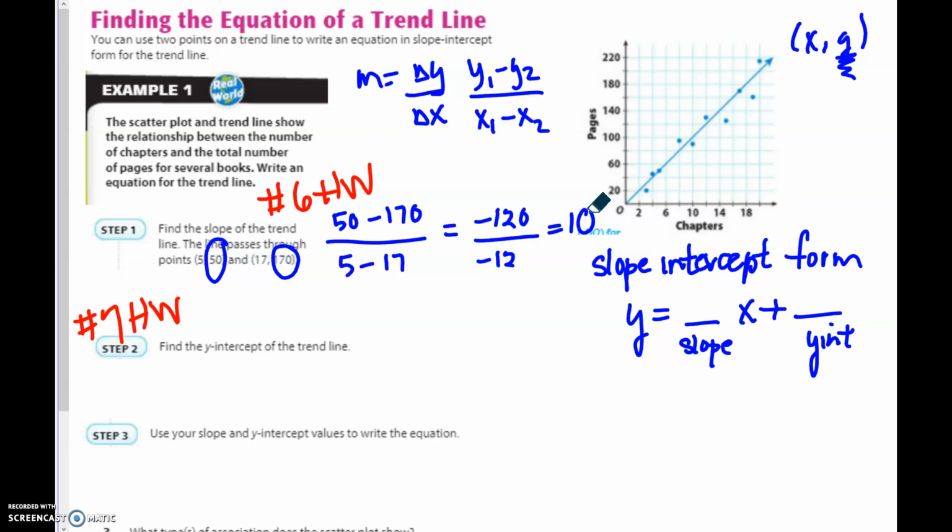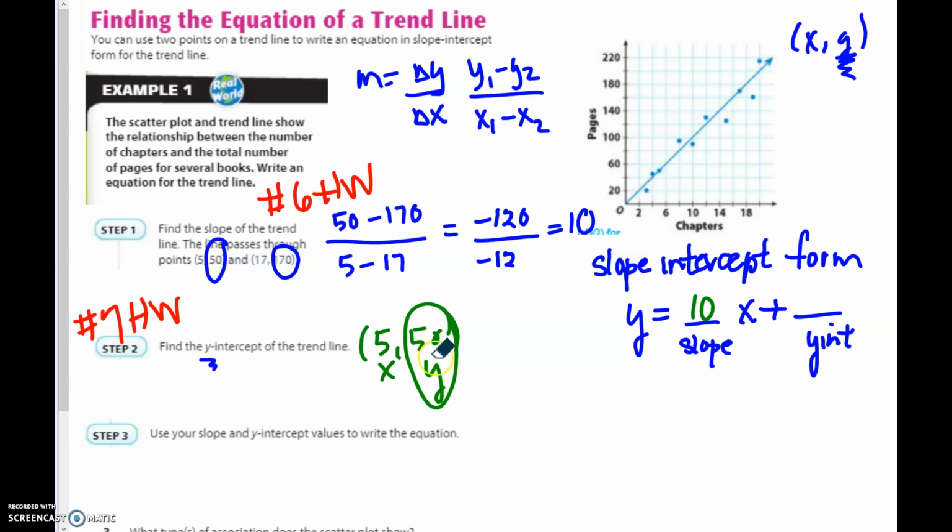Now, in number 7, they're going to say, hey, the slope is 10. Now, let's find the y-intercept. So if we know that this slope is 10, this is already going to be filled in. We can fill that in. And what we need to find now is the y-intercept. And they're going to give us a point like they just did here, 5, 50. And I always like to write my letters by it, x and y. So I know that my y value is 50.